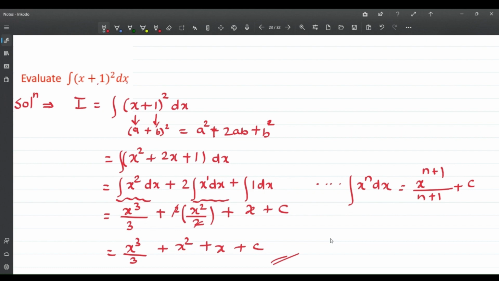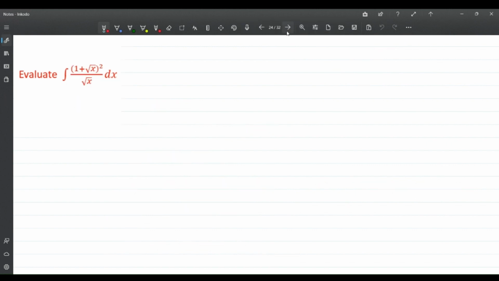In this way, you can solve another problem: integration x minus 1 bracket square. For this, you can use the a minus b bracket square formula. So you can solve it on your own. Next example you can see on the screen.